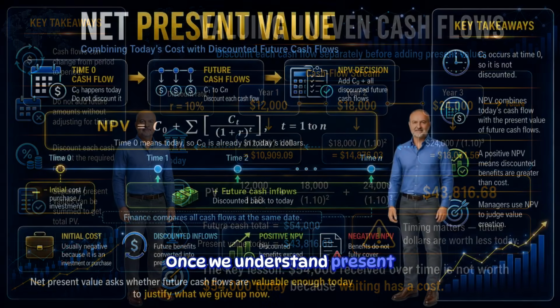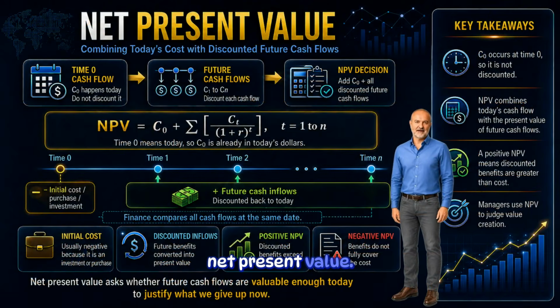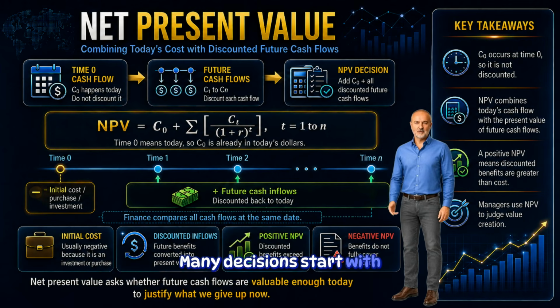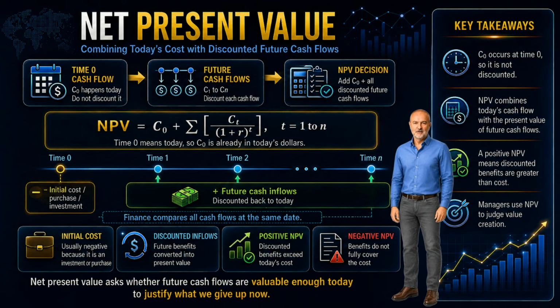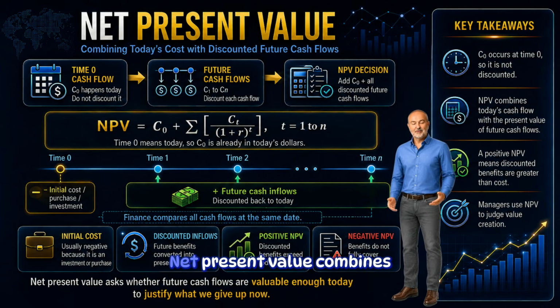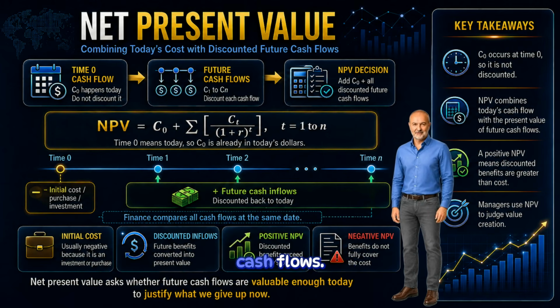Once we understand present value, we can understand net present value. Many decisions start with an immediate cash flow at time zero. Time zero means today. Because it happens today, we do not discount it. It is already expressed in today's dollars. Net present value combines the time zero cash flow with the present value of all future cash flows. In notation, net present value equals C0 plus the sum of Ct divided by 1 plus R raised to the power of t, from t equals 1 to t equals n.